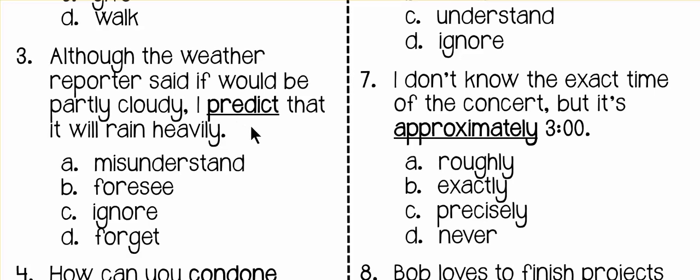So that's kind of an opposite, that's an antonym. And so I predict, I foresee, and foresee is like I'm seeing into the future. That's what a prediction is. So this person is saying, I don't trust what this weather reporter is saying. I'm predicting, I'm foreseeing that it's going to be something different because this although is your context clue.